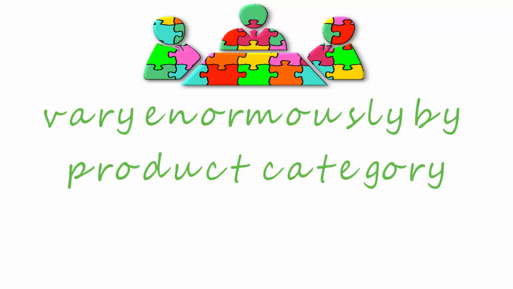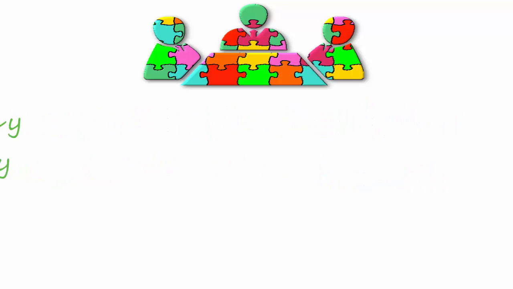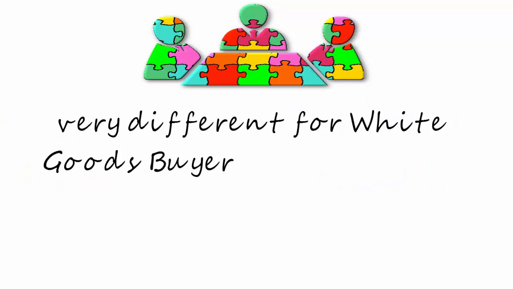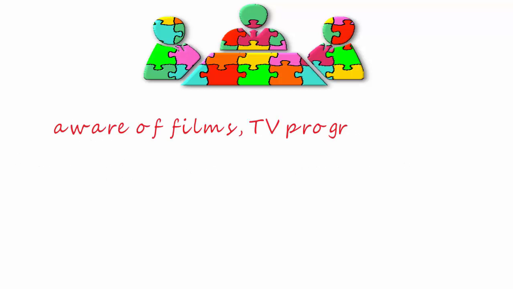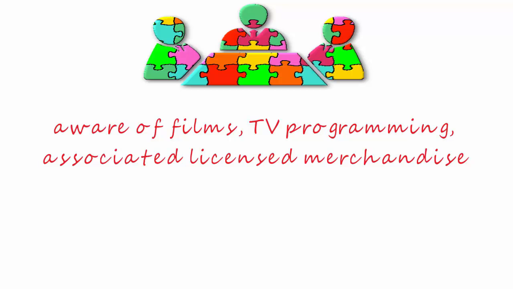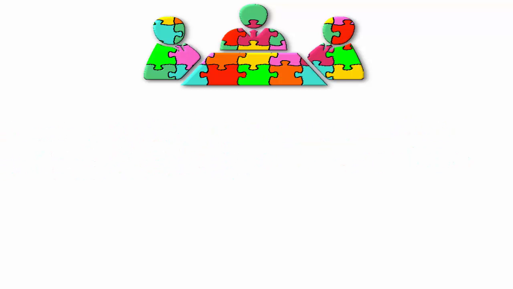This process will vary enormously by product category and will be very different for a white goods buyer, for example, and a toy buyer, who must be aware of forthcoming films and TV programmes and associated licensed merchandise.